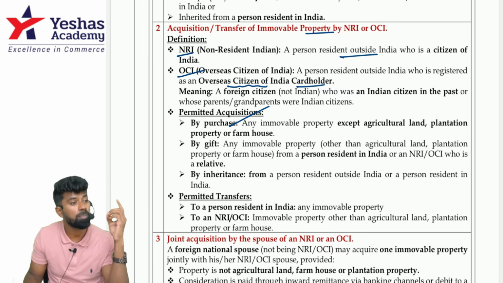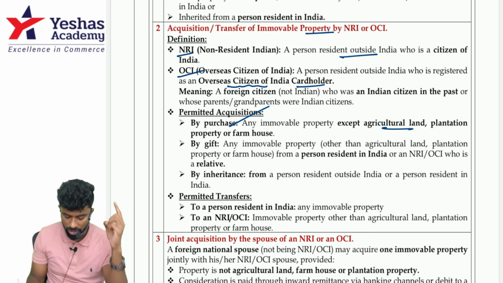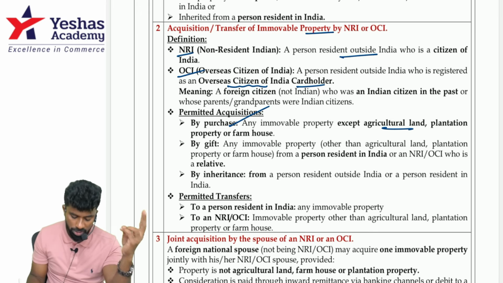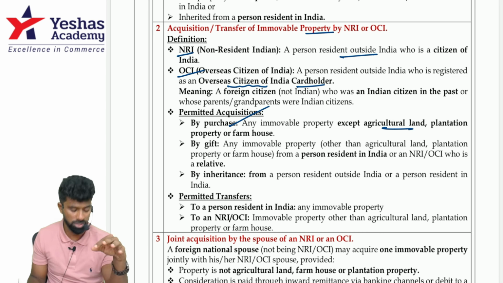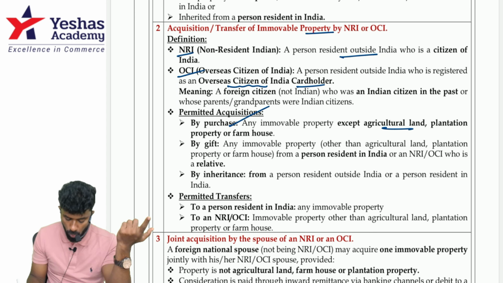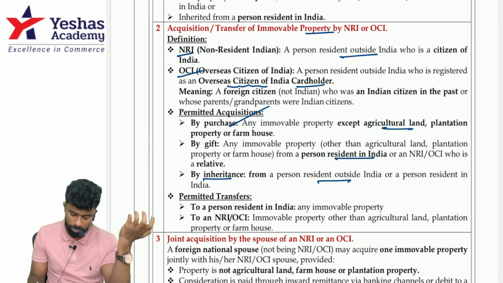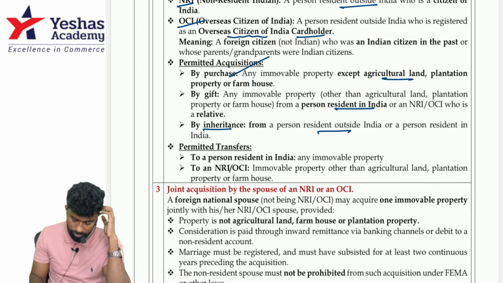Permitted acquisition: can they acquire by purchase? Can they acquire a property in India? Except what property? Agricultural land, plantation property or farmhouses. They cannot purchase these. Can they acquire it by way of gift? Yes or no? From whom? A person resident in India. Or by way of what? Inheritance, from a person resident outside India or a person resident in India.